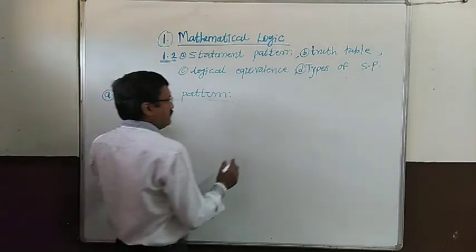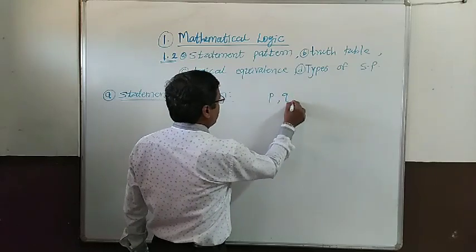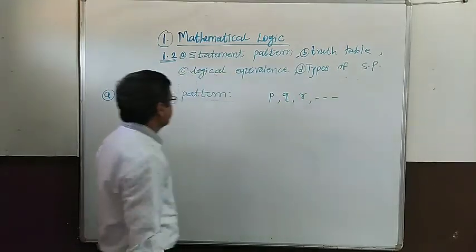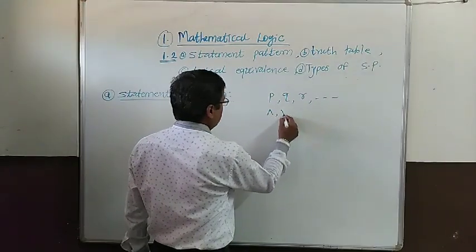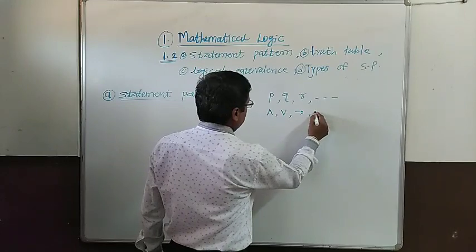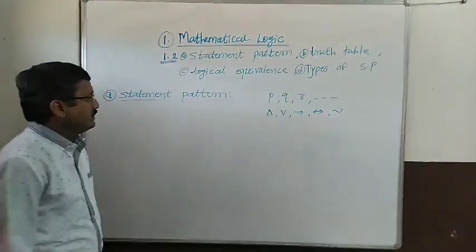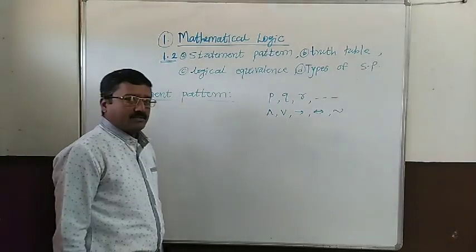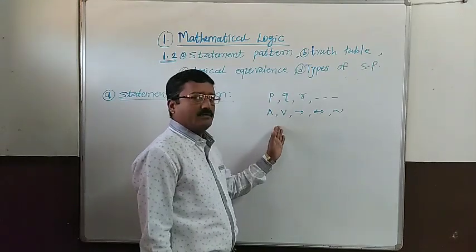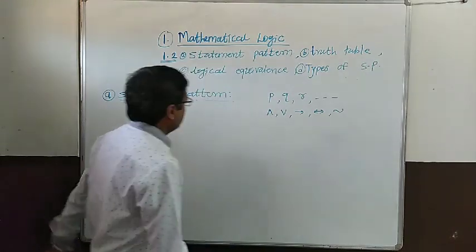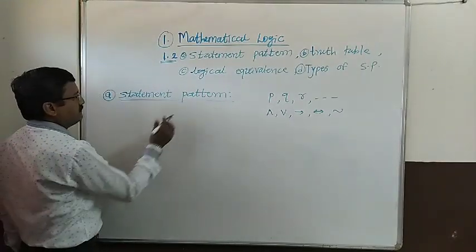The statement is denoted by letters P, Q, R, etc. And there are logical connectives such as and, or, implication, double implication, and negation. So this statement pattern is nothing but the combination of these simple statements and logical connectives. If we take any combination of these two, then we can form statement pattern.